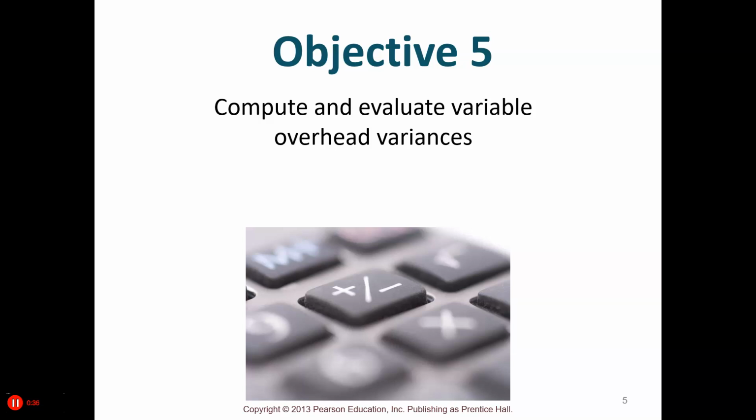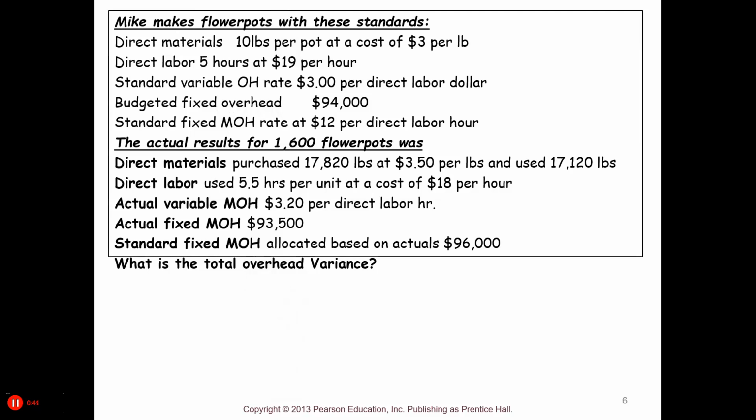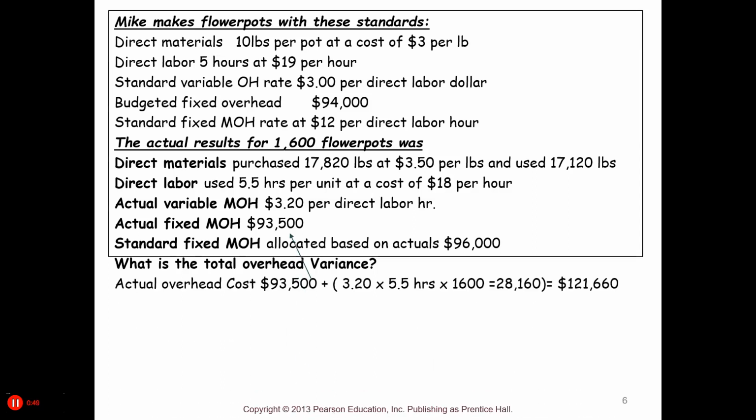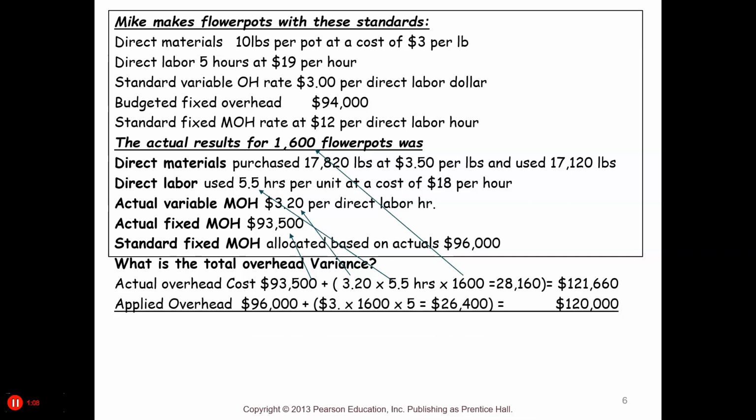We're going to do the same problem that we did in Part 1. First, when I'm doing overhead, I like to start with looking at the total. So the total variance is going to be your actual fixed manufacturing overhead plus your actual variable manufacturing overhead times the actual hours times the units produced. And that gives you your actual overhead costs.